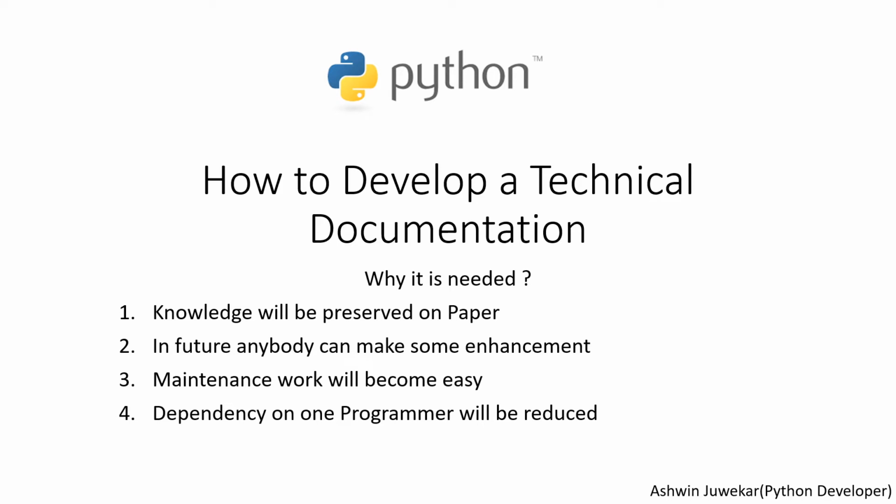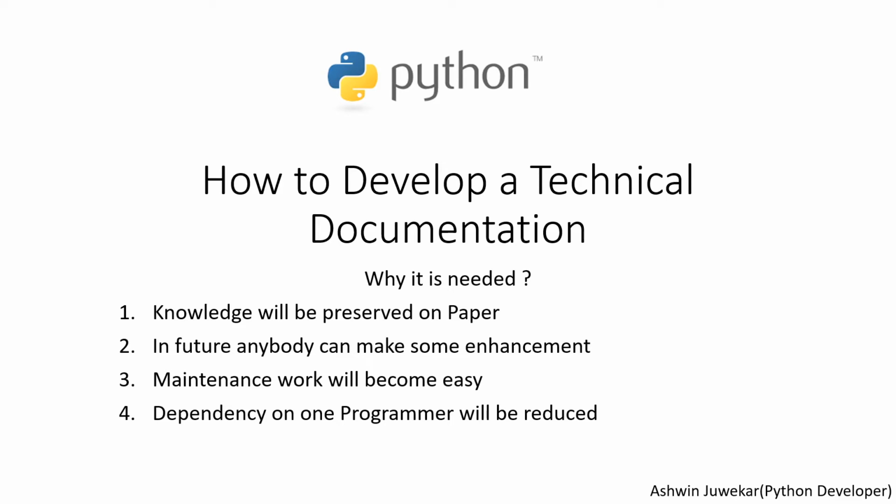Another very important point is that dependency on one programmer will be reduced. Dependency means suppose one programmer knows everything, and in future if he leaves that company, the knowledge will be lost. So we have to make our company process driven, not personality driven. This is called a process driven process. Documentation helps you to make your company process driven, not personality driven.